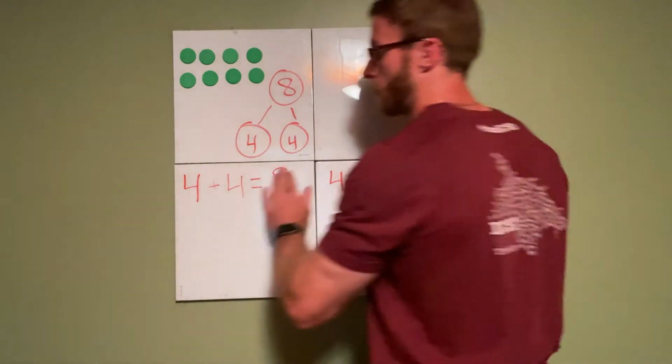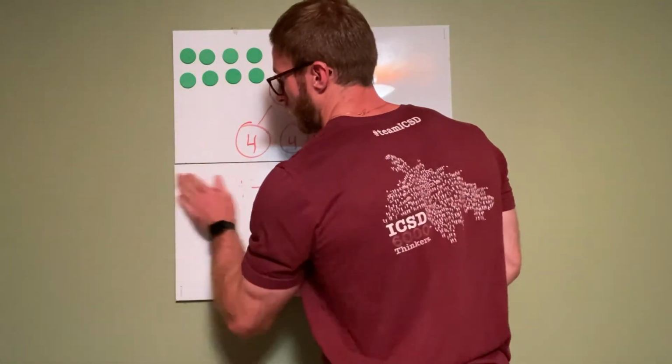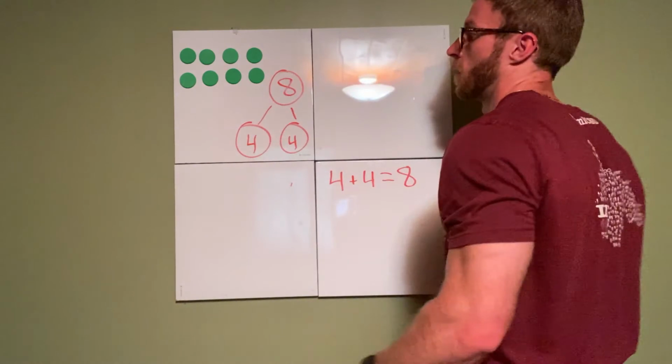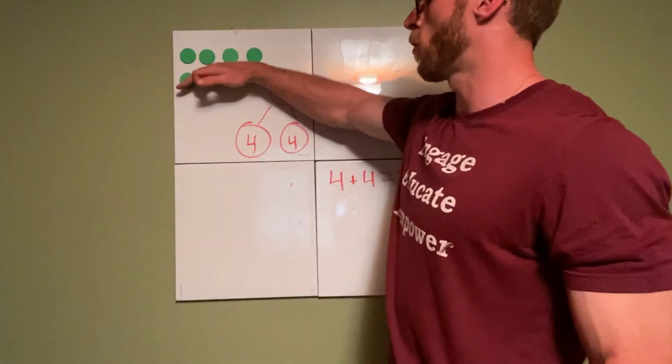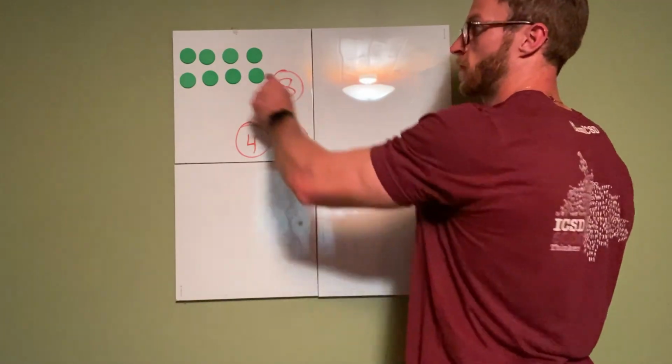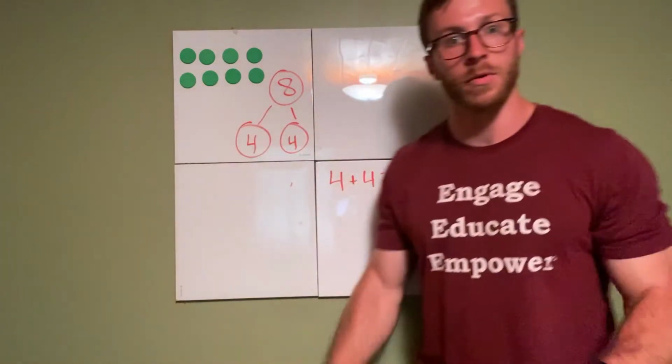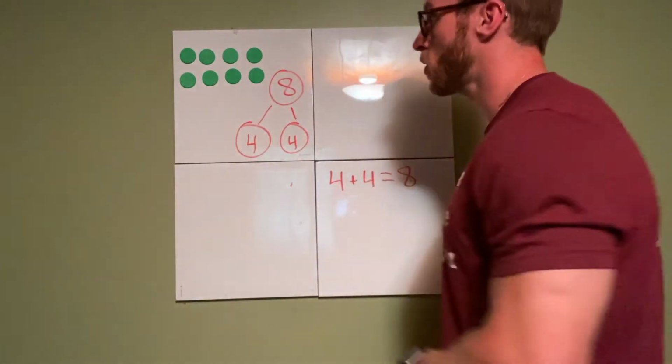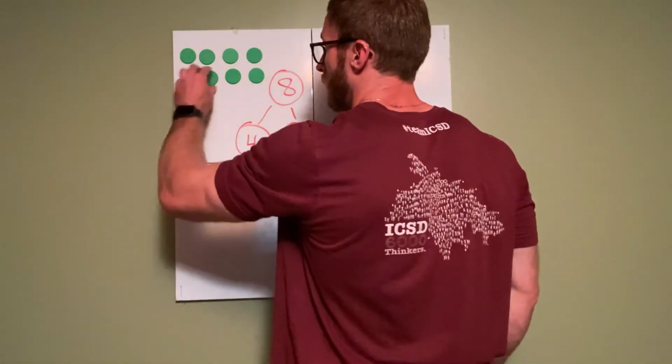All right, so I'm going to get rid of this here. We have 4 on top, 4 on the bottom. This 4 is for the 4 on top. This 4 is for the 4 on bottom. Come together, we make 8. But what if I were to do this?